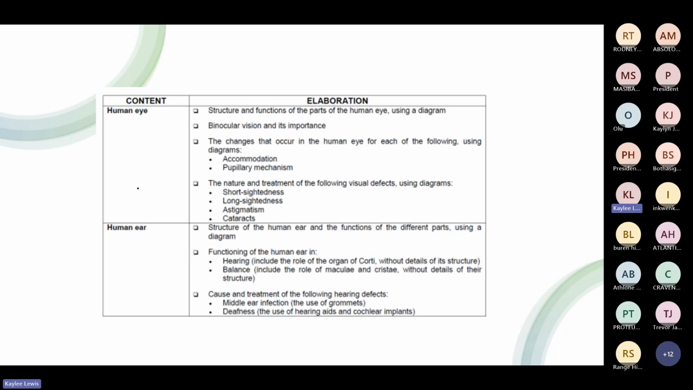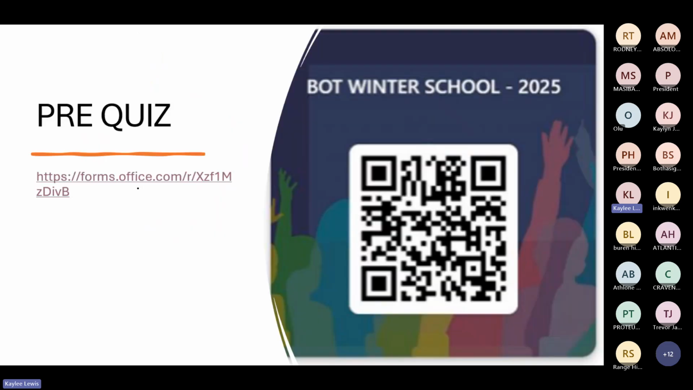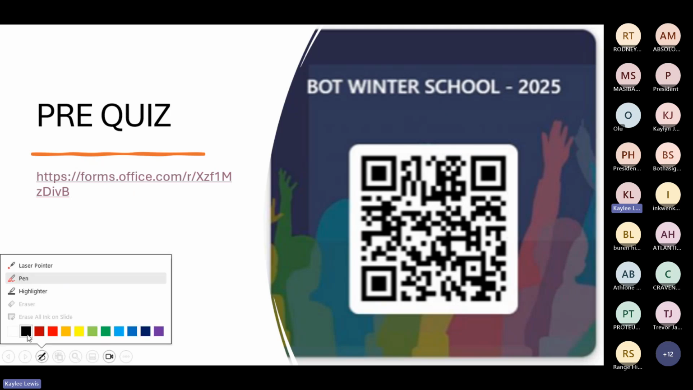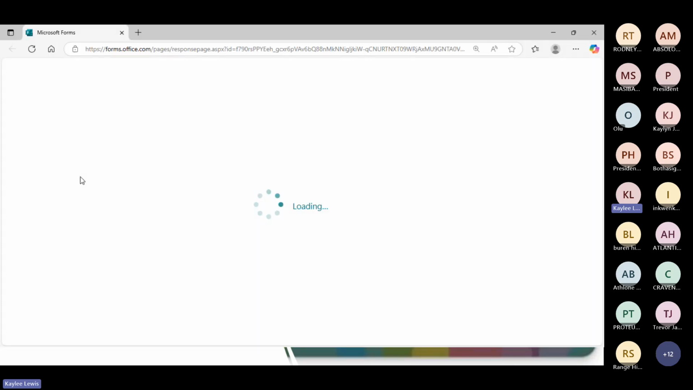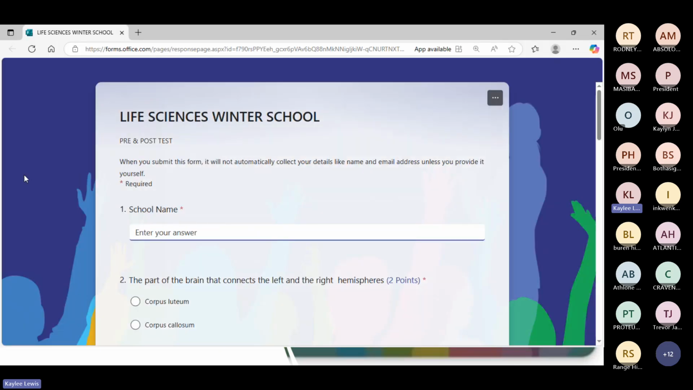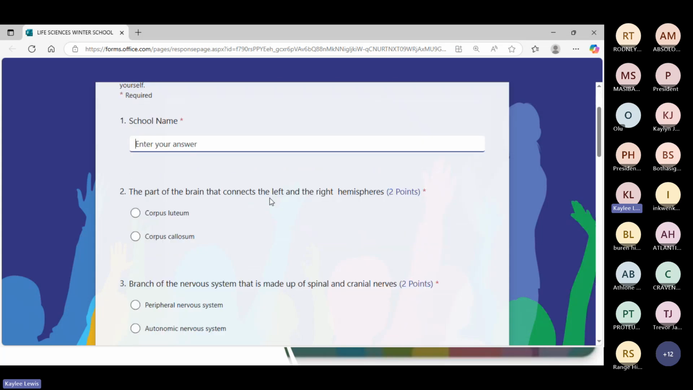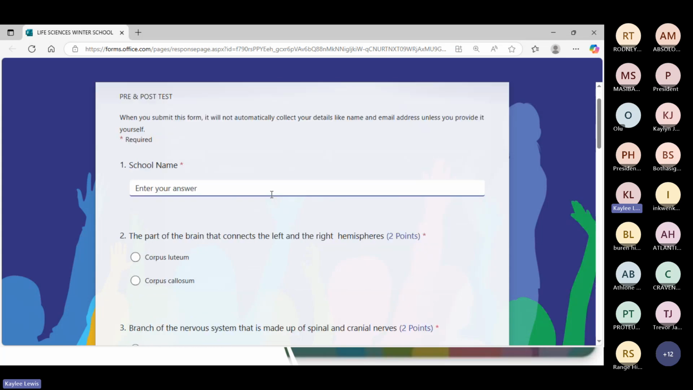So before we get started, I want you to just wake up your brain a bit for life sciences and just to see what you know. I would like you to do a little pre-quiz so you can scan the QR code. This is also at the back of your learner material, the booklet you have in front of you. Take about 5 minutes. When you click on the link, it should take you to a page which looks like this. All multiple choice questions, so it should be nice and easy.